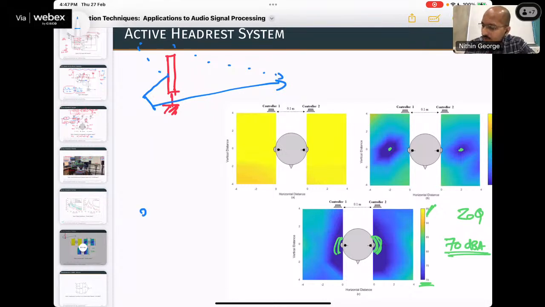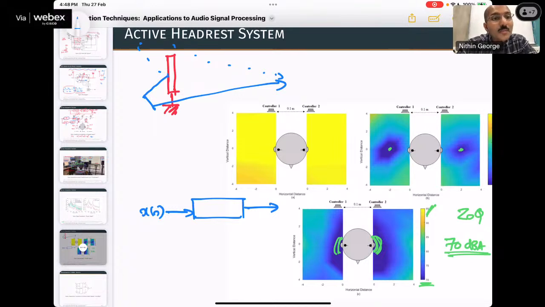So I have a signal x of n which is supposed to be reaching the user. But what is reaching the user is not signal x of n, but signal x of n which has been passed through a channel or a room. Understood? So this signal x of n is going to be modified by the room before it reaches the user. So I am not going to get a very good audio at the user level.